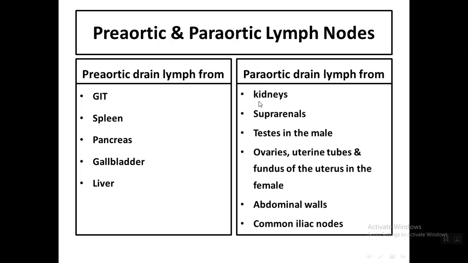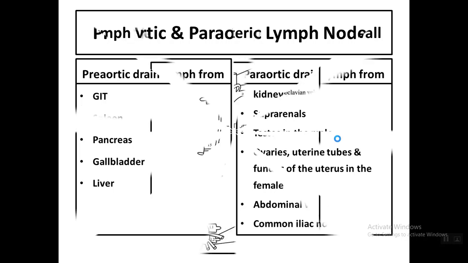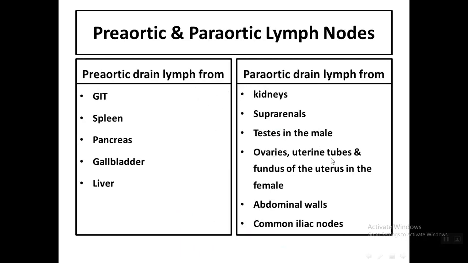While the para-aortic nodes drain lymph from structures on both sides of the vertebral column, that is the kidney, suprarenal, testis, ovaries, uterine tube, fundus of the uterus in the female, abdominal wall, and the common iliac nodes.